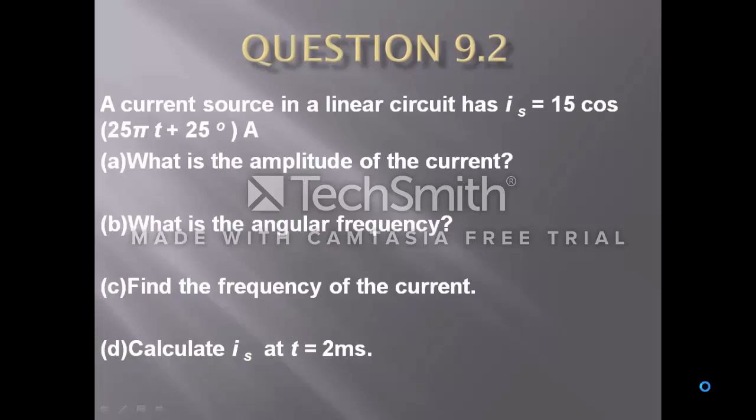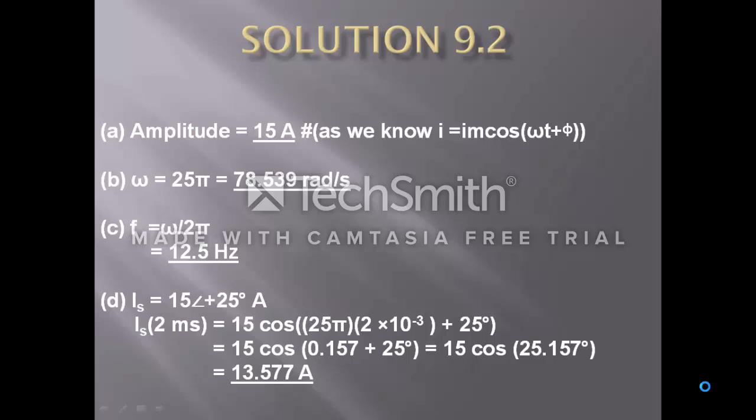Now for the second question, which is very similar to the first question: a current source in a linear circuit has Is equal to 15 cos(25 pi t + 25 degrees) amperes. What is the amplitude of the current? What is the angular frequency? Find the frequency of the current. Calculate Is at t equal to 2 milliseconds.